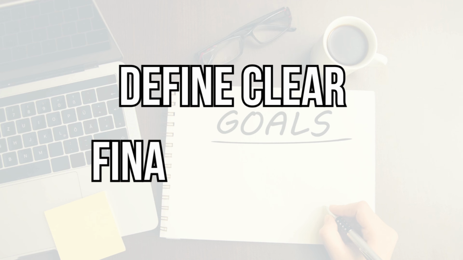All right, step 2, define clear financial goals. Ask yourself, what do I want my money to do for me? Are you saving for retirement, a house, your child's college? Do you want to become financially dependent? Write down each goal and assign it a dollar value and a timeline.